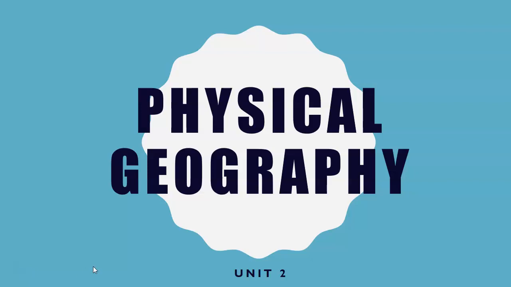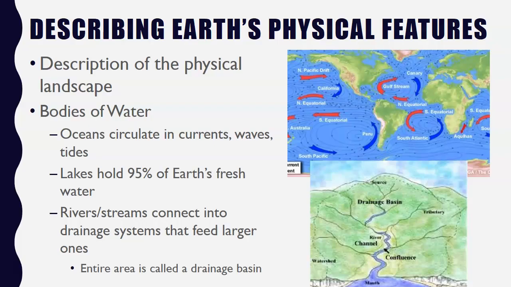Unit 2, Physical Geography. The first step in understanding our physical geography is being able to describe Earth's physical features. And we really do this through the description of the physical landscape, including bodies of water and landforms.